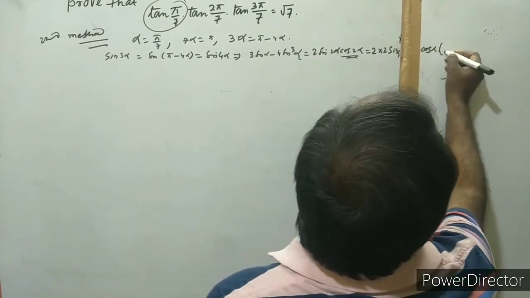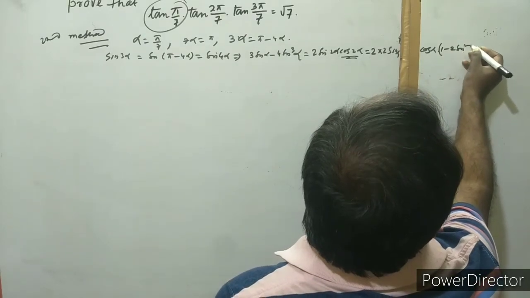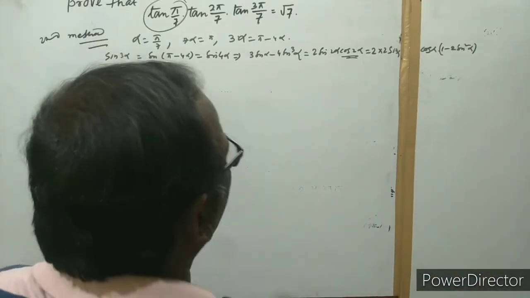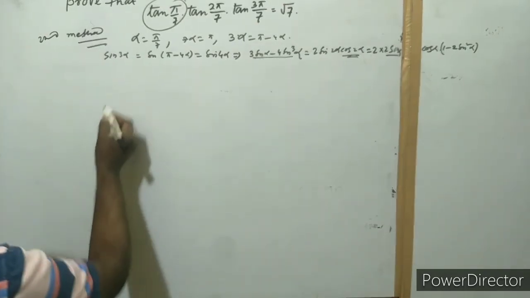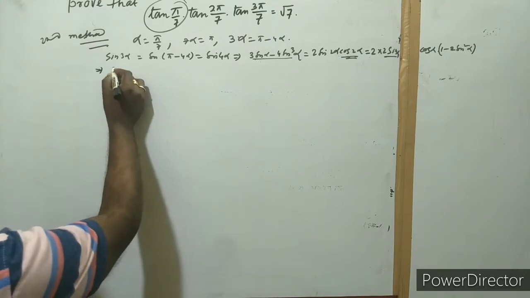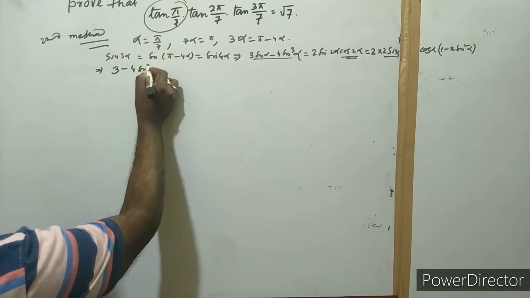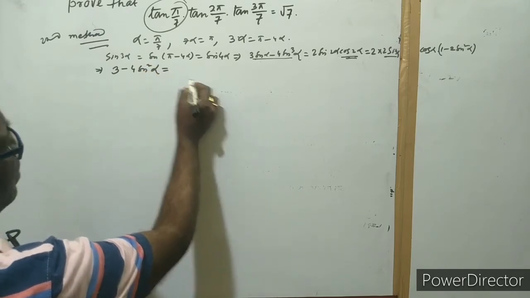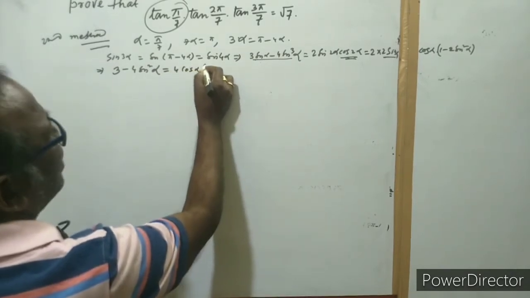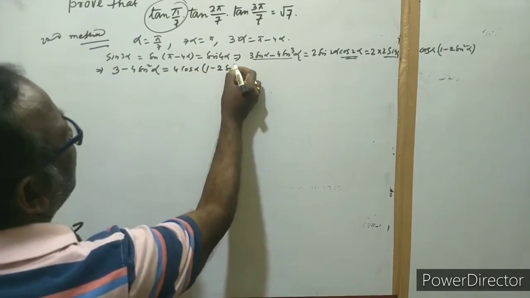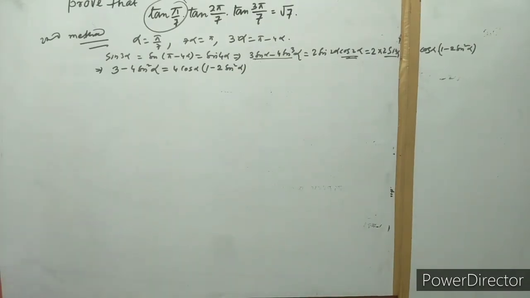into cos of 2 alpha, and that is here 1 minus 2 sine square alpha. Okay, and from sine alpha, cancel this, then 3 minus 4 sine square alpha is equal to 4 into cos alpha and 1 minus 2 sine square alpha. The factor sine alpha is cancelled.